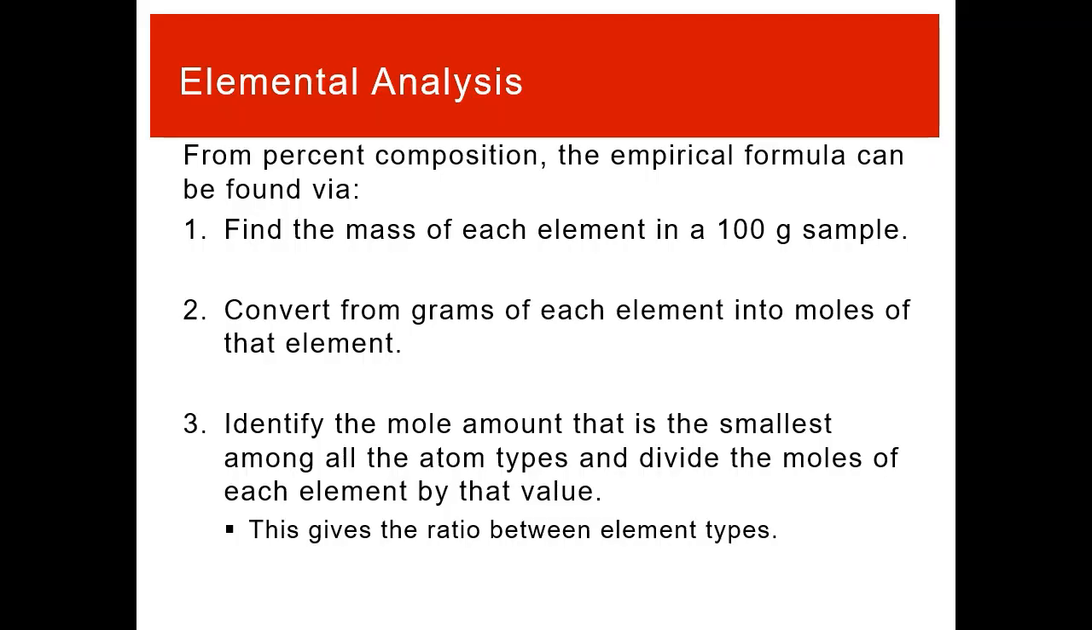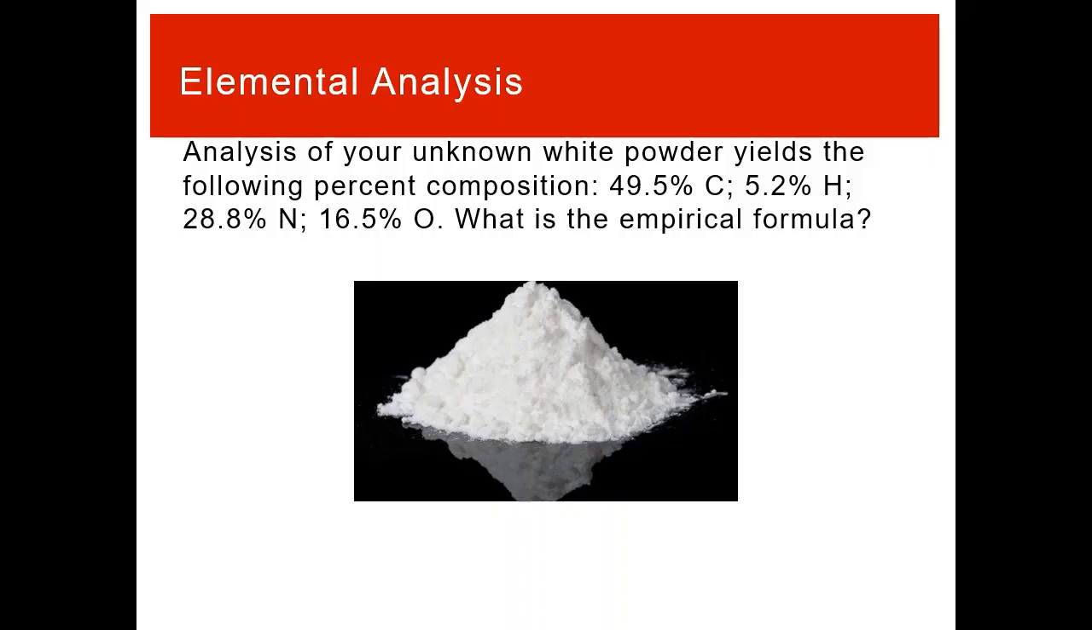We'll walk through an example as opposed to just walking through this. There's also an example in the slides, an additional example with work shown. So we have our unknown white powder, the one that we burned, and we got the following percent composition: 49.5% carbon, 5.2% hydrogen, 28.8% nitrogen, 16.5% oxygen. What is the empirical formula? So let's walk through this example and see how it goes when we follow those 3 steps.